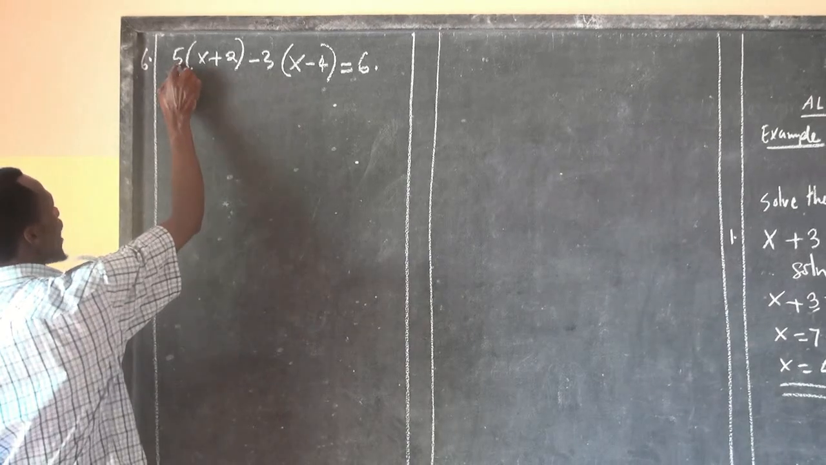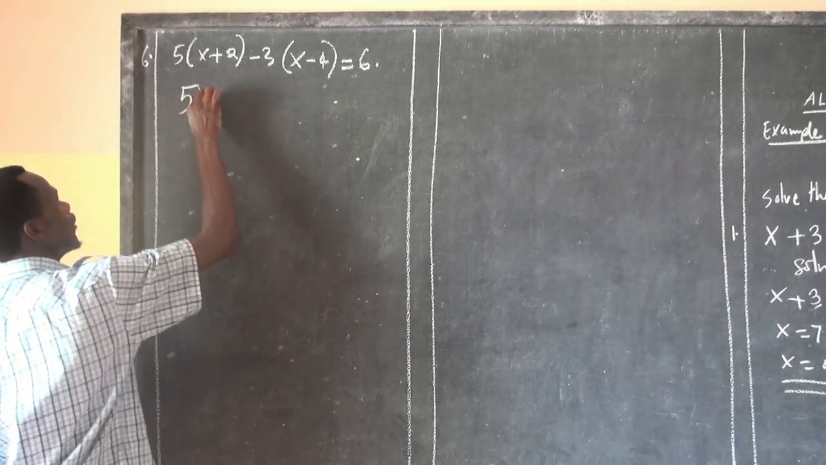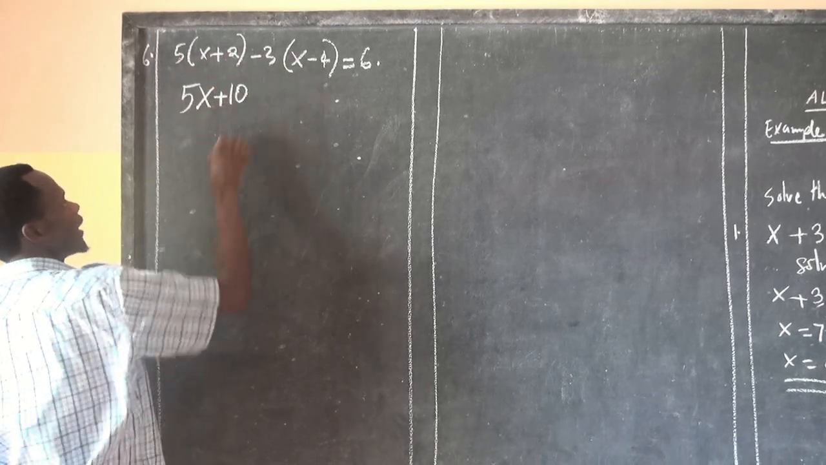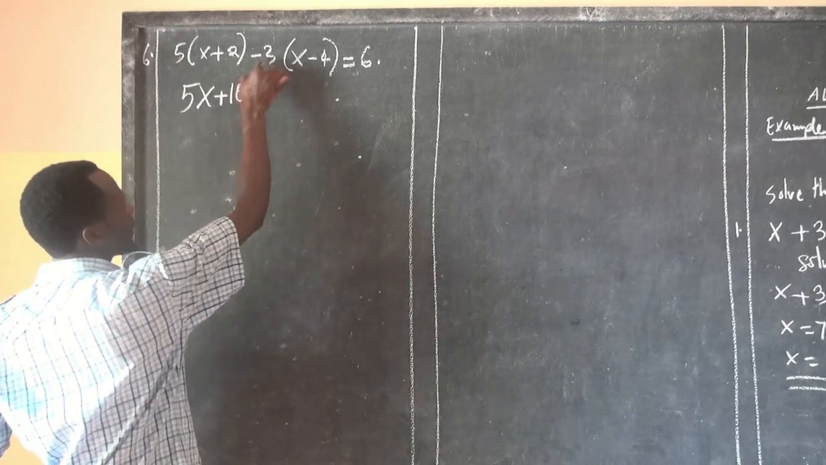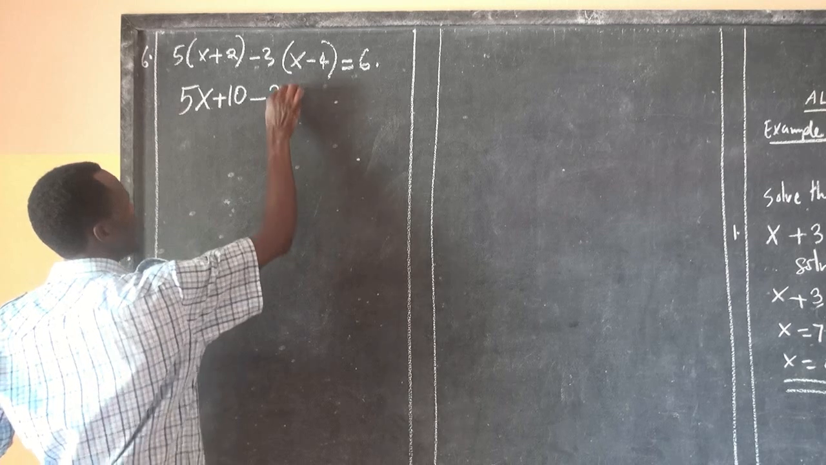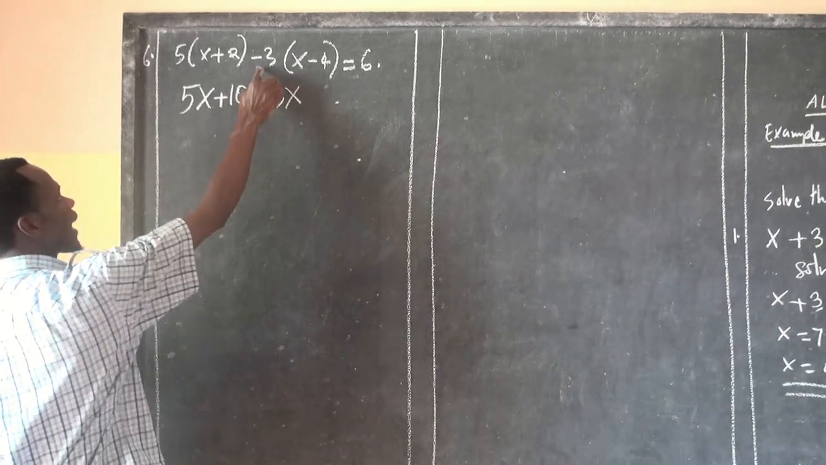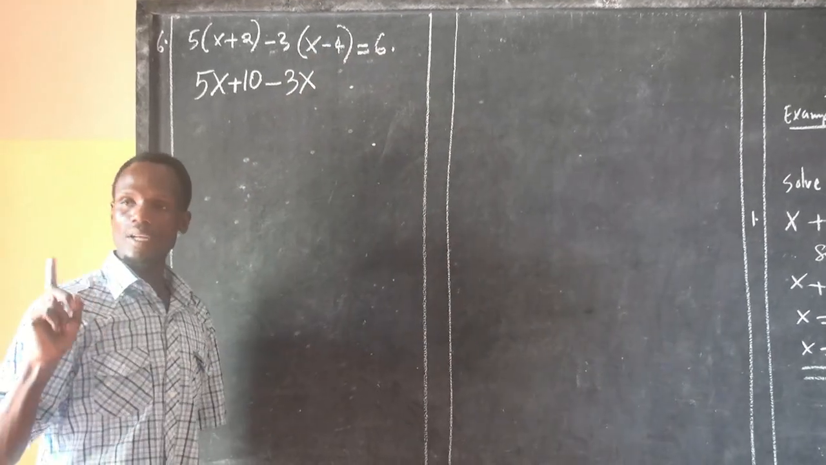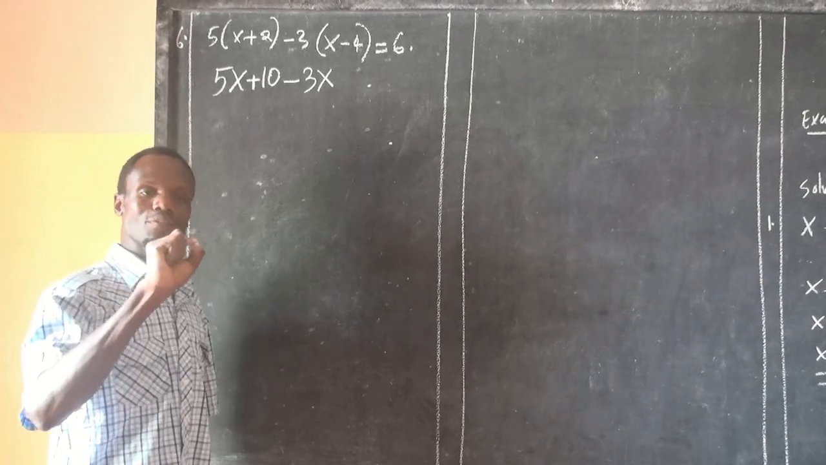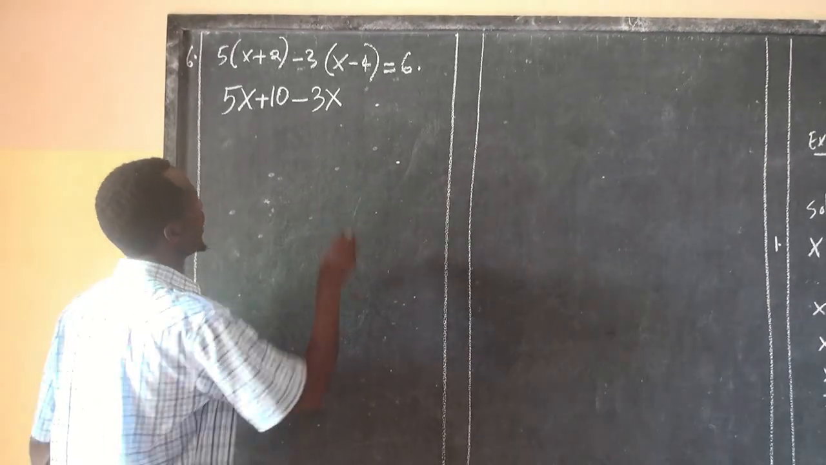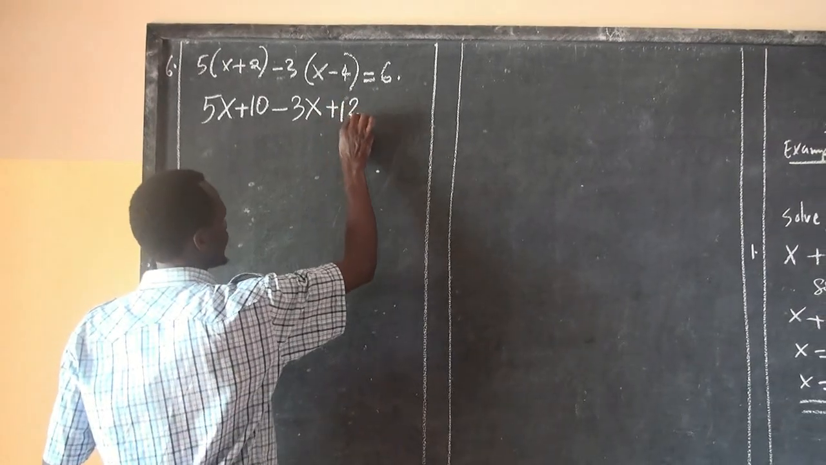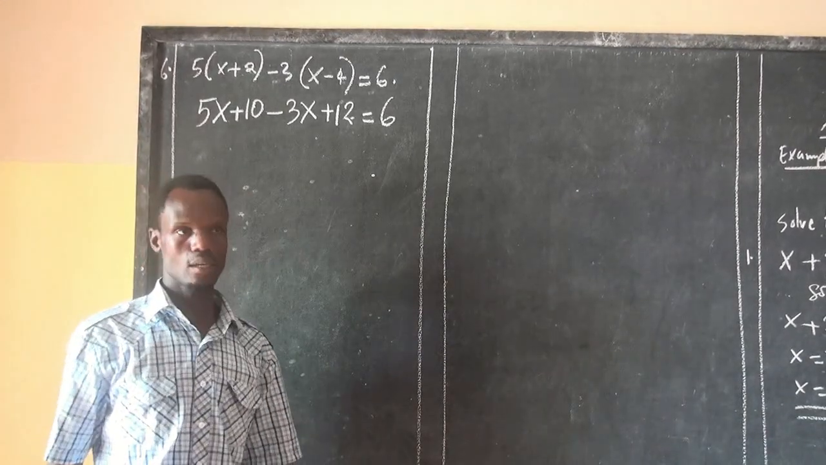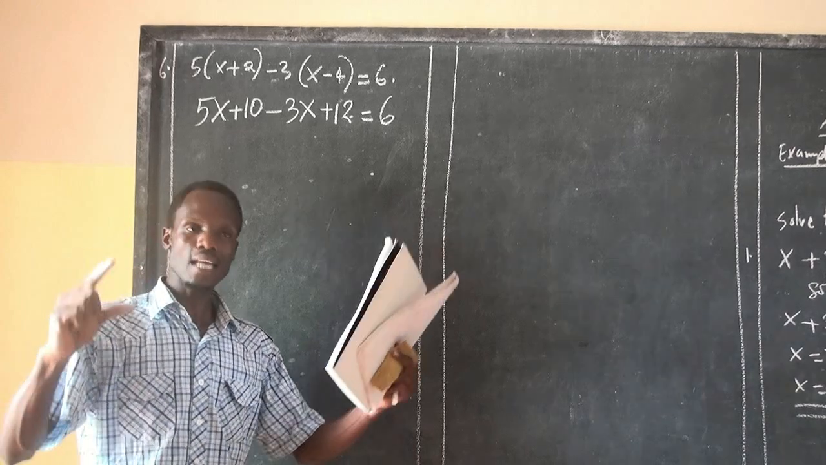And that's why 5 times x, we get 5x. 5 times 2, we get 10. But now, negative 3 times x, we have negative 3x. But remember, negative 3 times negative 4. Negative times negative is what? Positive. Now it's positive 12, which now is equal to 6. We have already opened the brackets. What next? We have to collect the like terms.